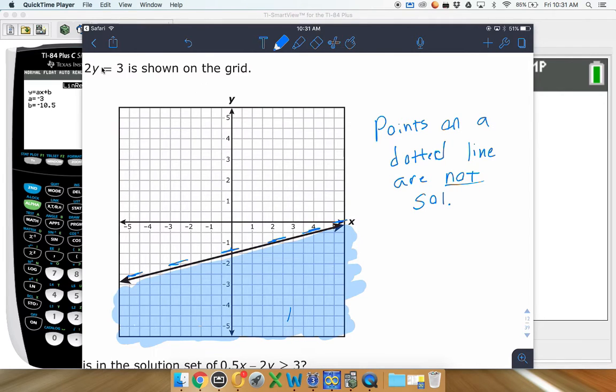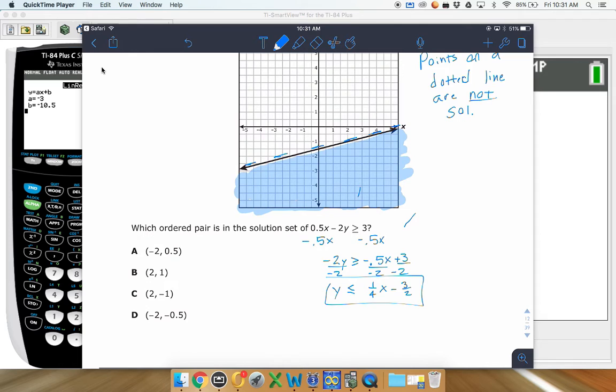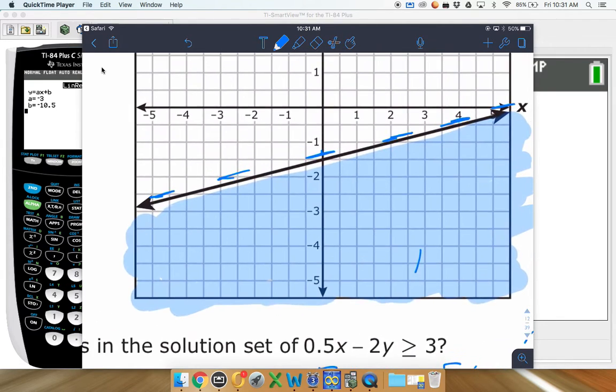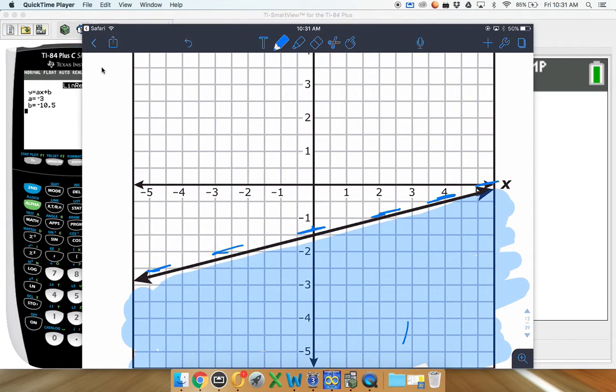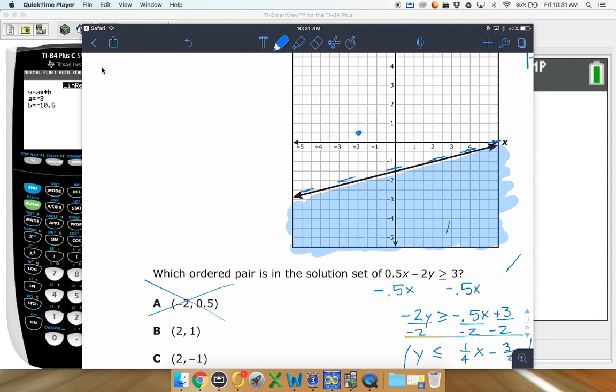Okay, sometimes you'll see some points on solid lines. So let's see all of our different ordered pairs. We'll go ahead and plot where they are. You got -2 and then 0.5. That's up here in the second quadrant, I think that's going to be right there. So definitely not a solution. It's not even in the shaded region.